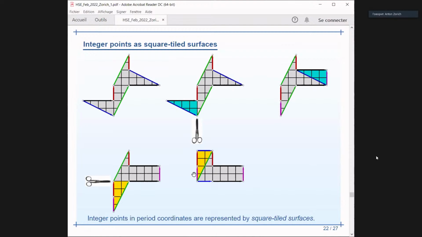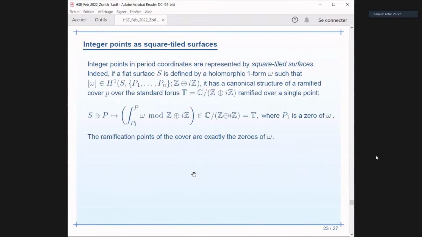Now my square tiling is already completely visible. So this is sort of a naive pictorial proof. A more formal one is the following one. So we get a square tiled surface. The formal one is the following.